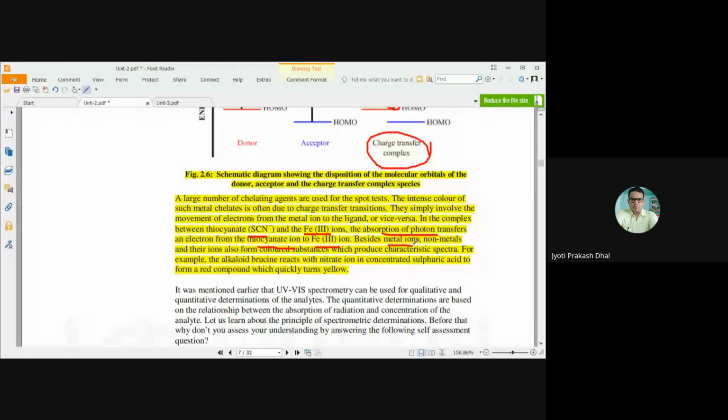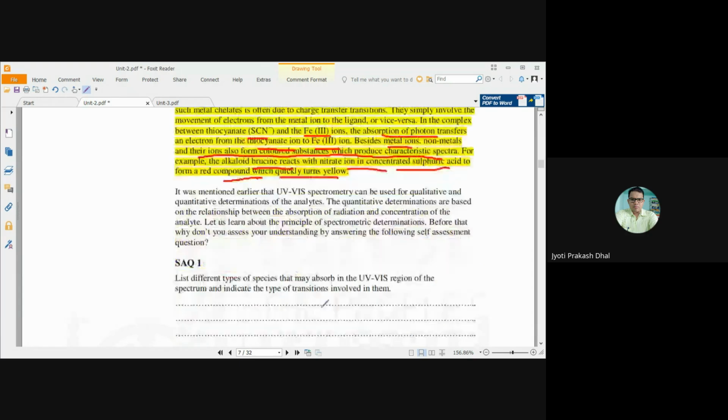Besides metal ions, non-metals and their ions also form colored substances which produce characteristic spectra. For example, the alkaloid brucine reacts with nitrate ion in concentrated sulfuric acid to form a red compound which quickly turns yellow.